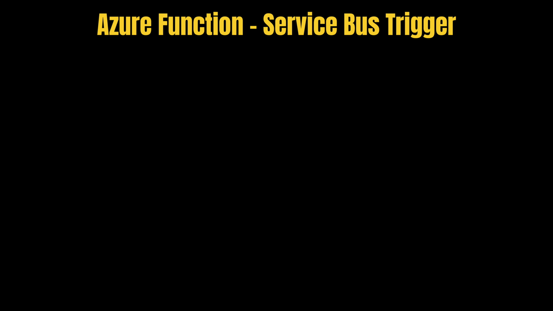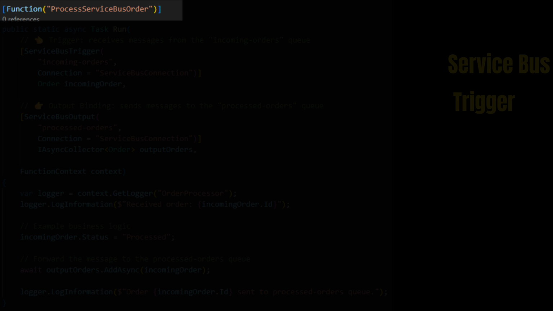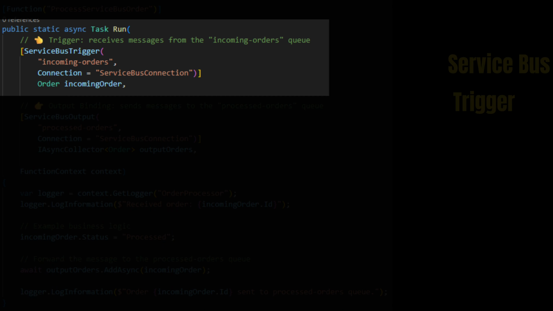Let us move on to the next trigger, the Service Bus trigger. So the Service Bus trigger is pretty simple again. Look at the piece of code. The function is called ProcessServiceBusOrder, decorated with the Function attribute. Then we have the ServiceBusTrigger. The queue name is incoming orders. So whenever a message lands in this specific queue of this Service Bus, this function is triggered.